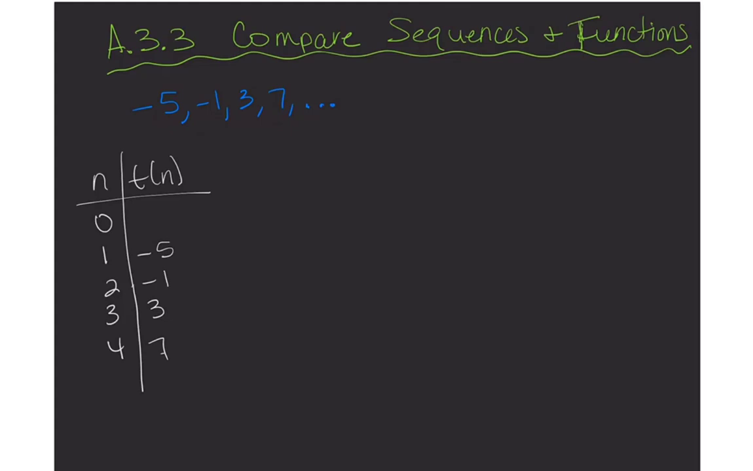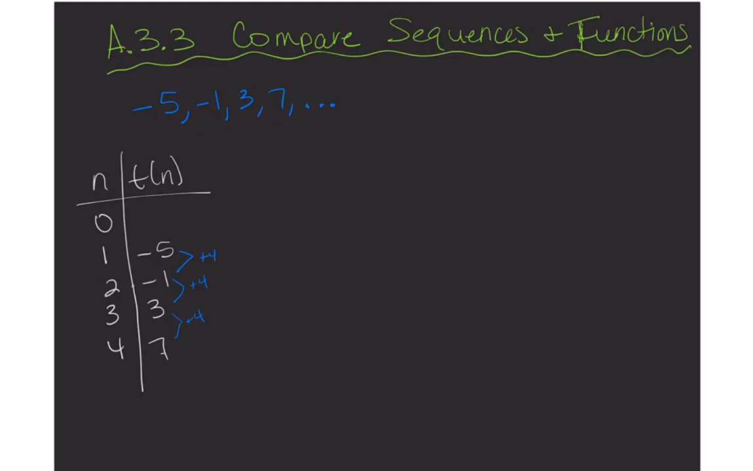So we need to figure out how we are getting from one term to the next. How am I getting from -5 to -1? I'm adding 4. Good job. And from -1 to 3? Yep, adding 4. So we know this is an arithmetic sequence because we're adding to get from one term to the next.